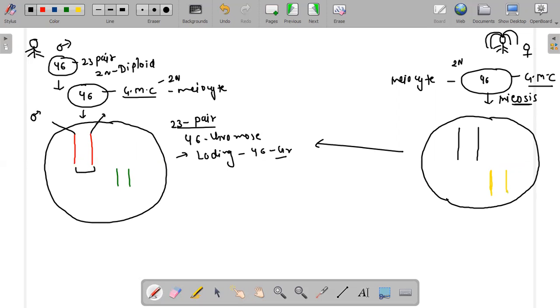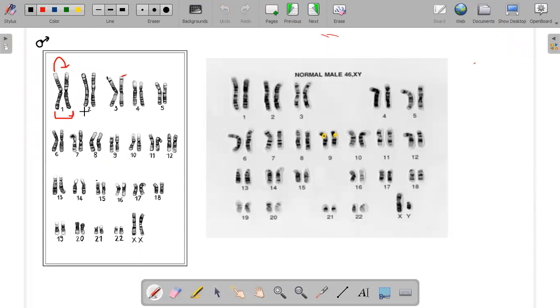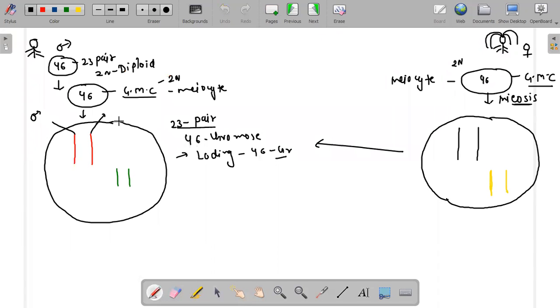These are two homologous pairs. What are homologous pairs? I told you that two chromosomes of equal size together are known as homologous pairs. So we have 23 homologous pairs. I told you this earlier. So he's getting this set.